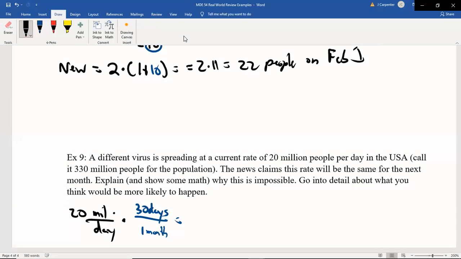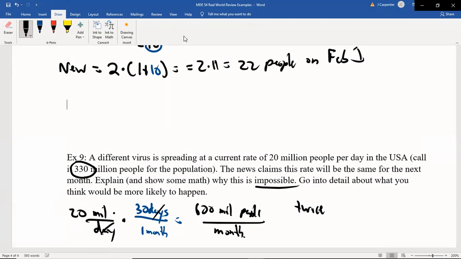Well, 20 times 30 is 600. Your days are going to cancel. And that says that we're increasing at a rate of 600 million people per month. Why is this impossible? Because the population is only 330 million. How are we going to increase the number of infected by 600 million when that's almost twice as many people?